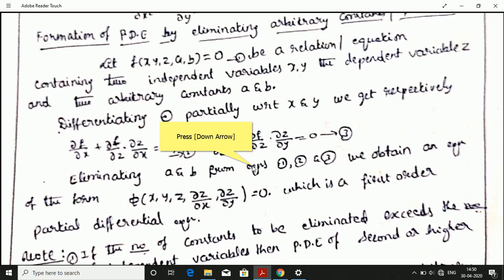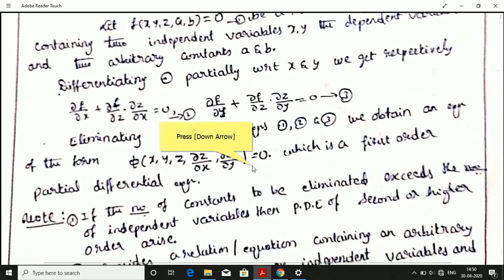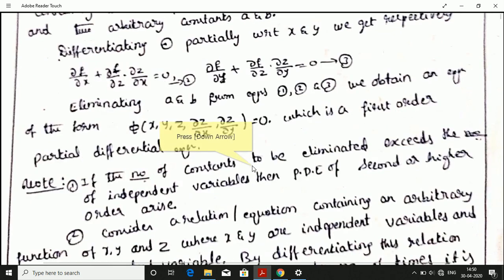Similarly, we can form the partial differential equation by the elimination of arbitrary function. Suppose the given relation contains only one arbitrary function, we can form its partial differential equation only through first order partial derivatives. Suppose it contains two arbitrary functions, then we can form its partial differential equation through second order partial derivatives.